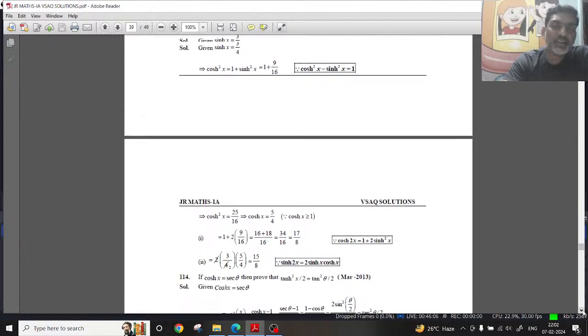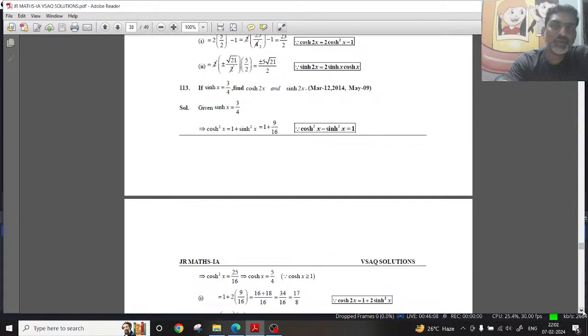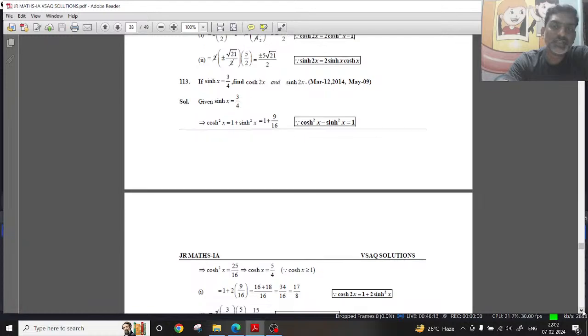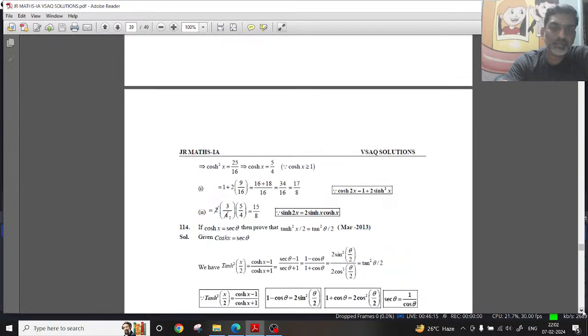Any formula we can apply. Cos h2x equals 2 cos h square x minus 1, or else cos h2x equals 1 plus 2 sin h square x. Any formula we can apply.